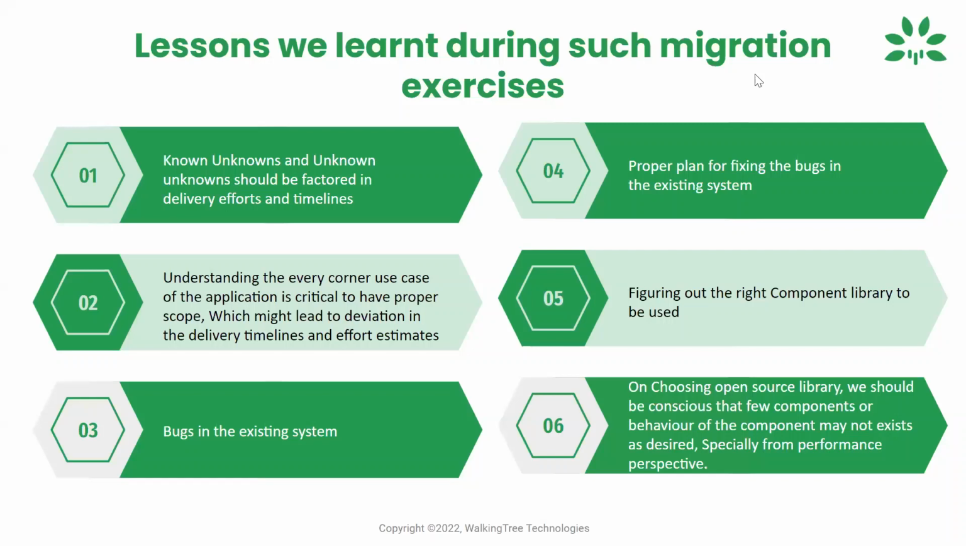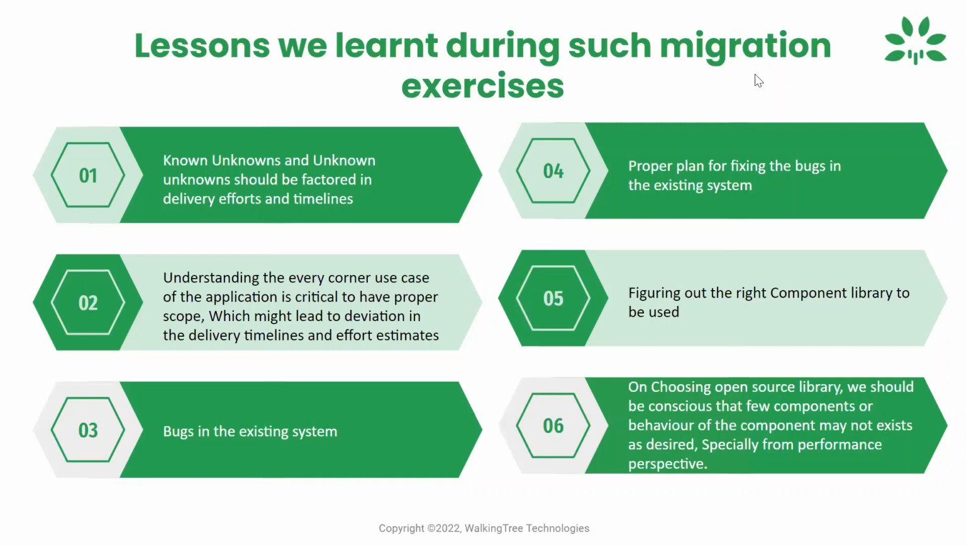Okay. The second one is, as we discussed earlier, we need to go through each and every corner case. So those can be factored into the timeline that we have given to the customer. Okay. And bugs in the existing system, we also need to consider. If there is any bug in the existing system, those need to be communicated properly and added into the timeline. So while development or delivery, we will not have any hiccups. Okay. And the fourth point is proper planning of the bugs, how and when we are going to deliver those bugs.